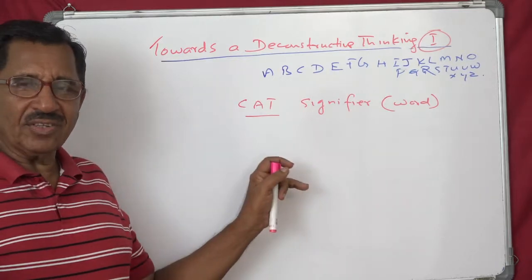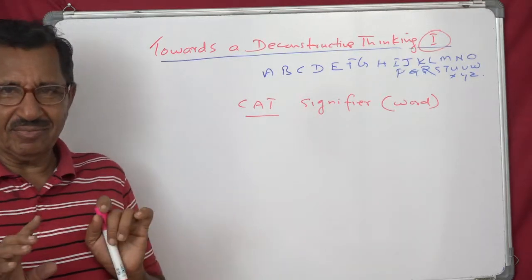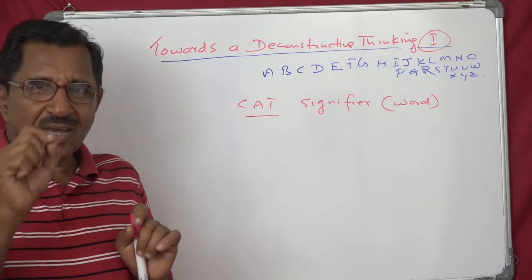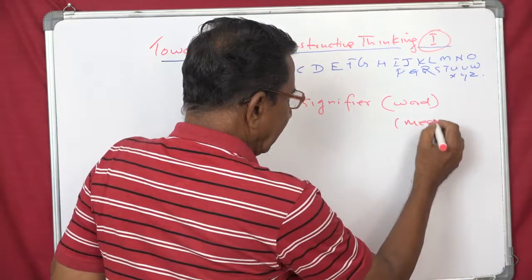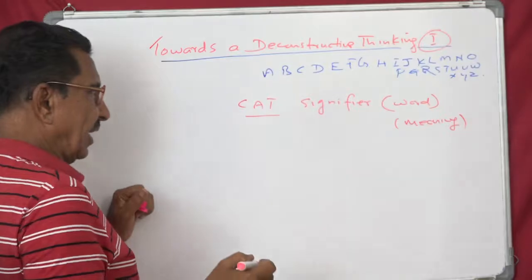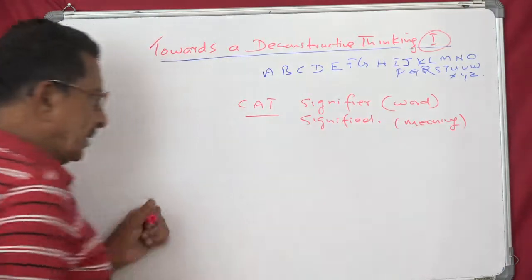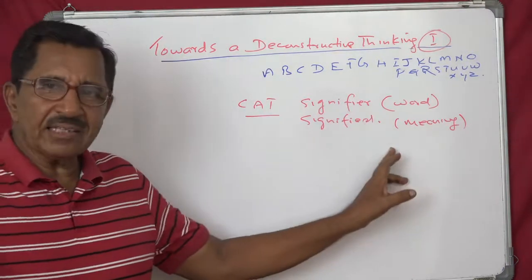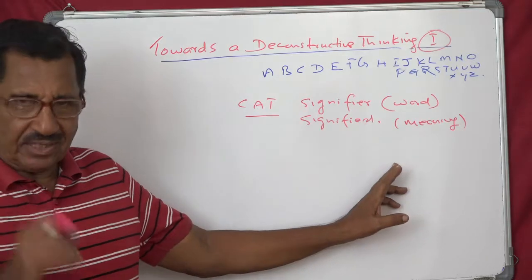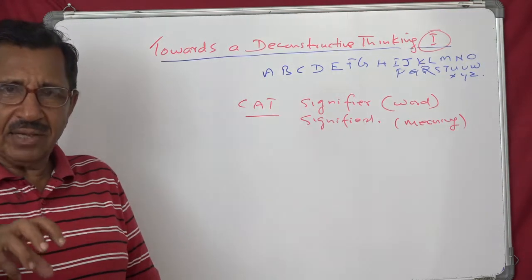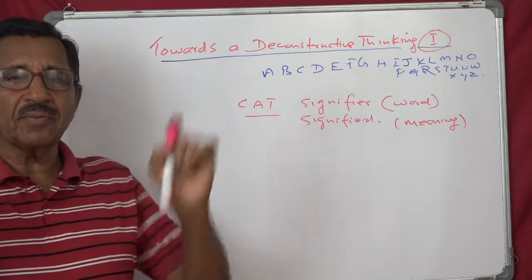We call this C-A-T cat. But you don't find anything of cat in this. At the same time, you get an idea. That idea we call meaning. You get meaning, isn't it? Meaning comes to your mind. And this meaning Saussure calls signified. Signified is the meaning. And cat is the word or signifier. The moment you say the signifier cat, the picture comes to your mind.